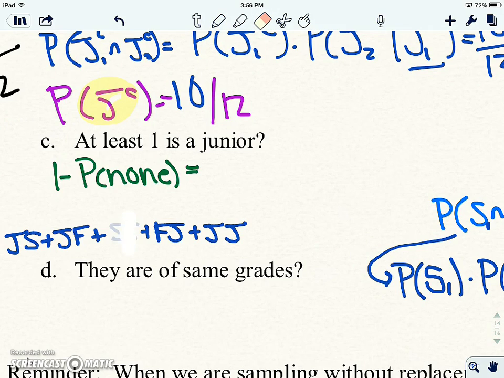Okay, this one should actually be sophomore and junior. So we have junior, sophomore, sophomore, junior. Junior, freshman, freshman, junior, or they could both be juniors. So you could find all those probabilities separately and add them up. But much easier is 1 minus the probability of none.